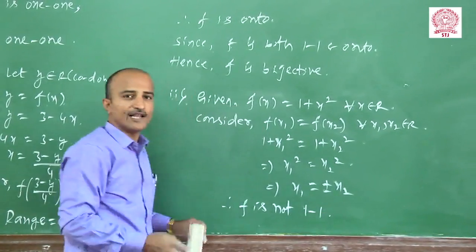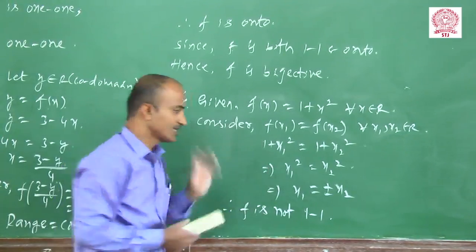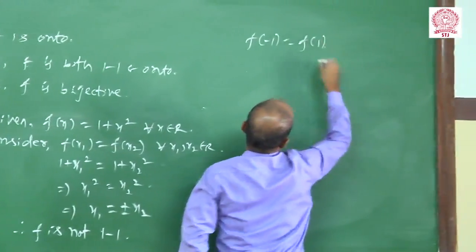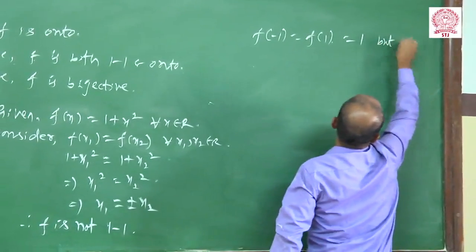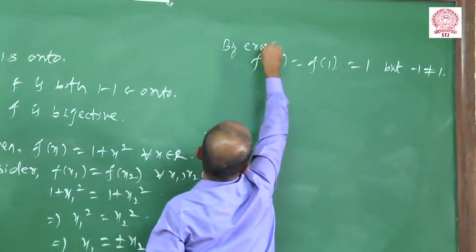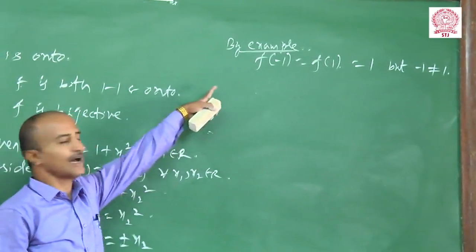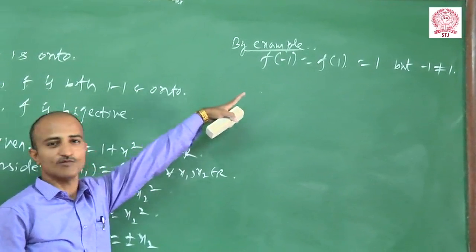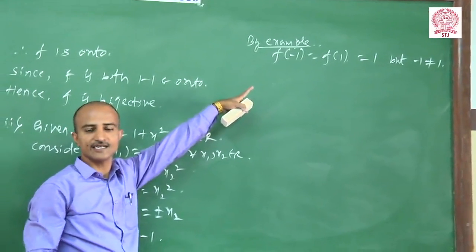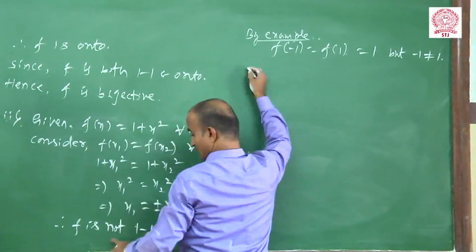Whenever it is not 1 to 1, you can also prove it by giving a counter example. Like f of minus 1 equals f of 1 equals 1, but minus 1 is not equal to 1. By counter example, in place of x1, x2 we replace particular values, like minus 1 and 1, whose image is 1 only. Though they are distinct elements, they have the same image, means not satisfying the condition of 1 to 1. Therefore, f is not 1 to 1.